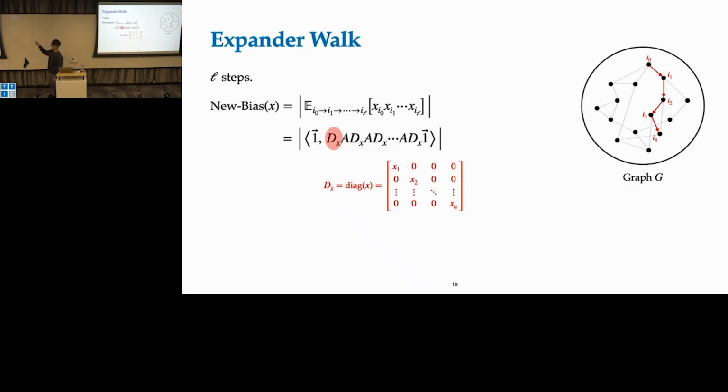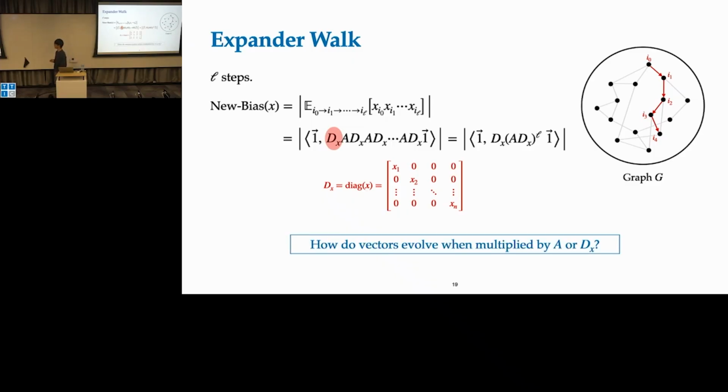You can represent the expectation over the walks as this quadratic form. It's DA, DA, DA. You can even write this more succinctly. This is the quadratic form of all ones, and then (DA) to the L. Now the question is, how do we analyze this? In order to analyze and bound this term, we need to know how the vectors evolve when they get multiplied by A or Dx.